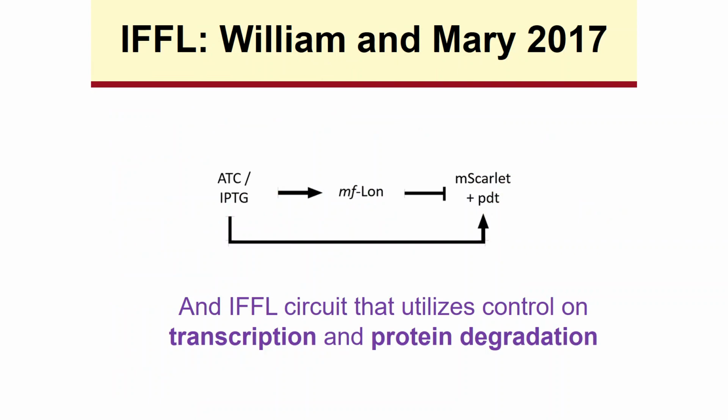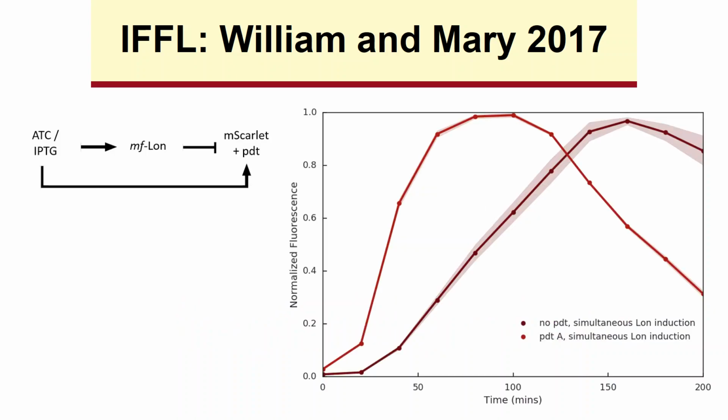There is an example from iGEM of a team which tried to model an incoherent feed-forward loop, and they did this using protein degradation. This is the William and Mary team from 2017, which I believe actually won a prize for this. And once again, you can see that they were able to achieve the expected spike and then decline in their output.